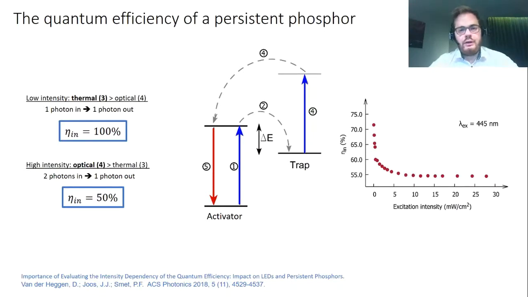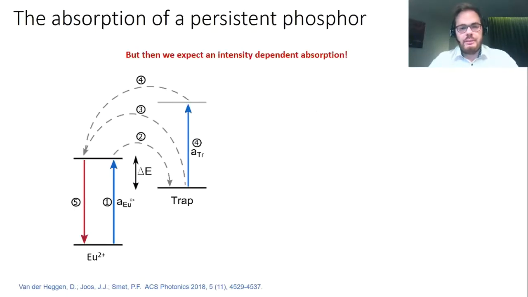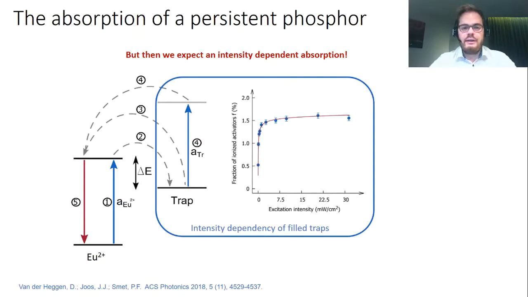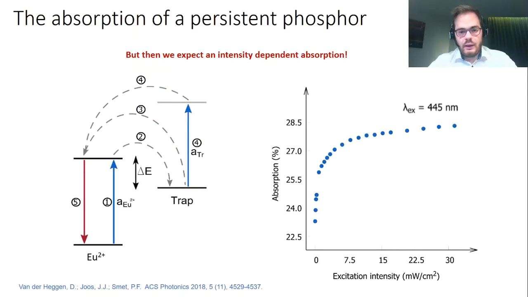Now, if optically stimulated luminescence by excitation light is really responsible for this decrease in quantum efficiency, then we might expect the absorption of the phosphor to be intensity dependent as well. Because as you can see, there are two contributions to this absorption. One by the activator and one by the traps. And the trap occupation is actually intensity dependent itself, increasing with increasing excitation intensity. So because this is intensity dependent, we might expect the absorption to be intensity dependent as well. And this is indeed the case, and the absorption of the phosphor increases with increasing excitation intensity.